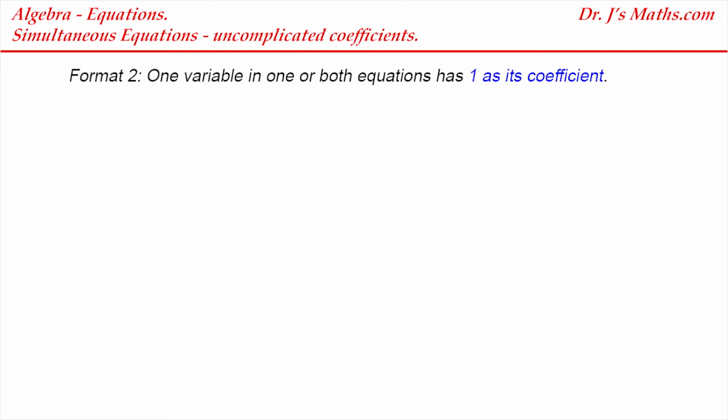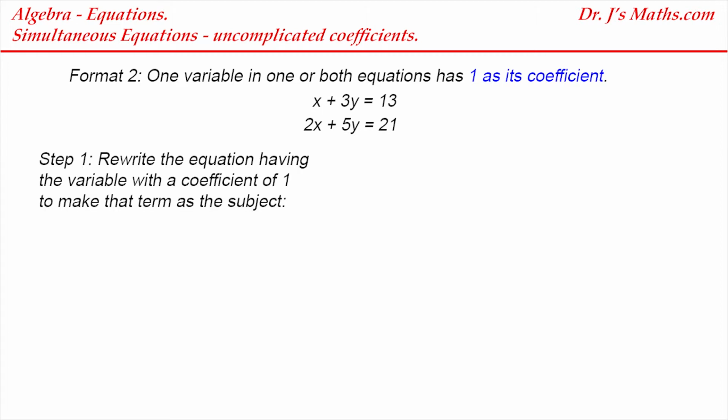Now the second format is where we have one variable in one or both of the equations having a 1 as its coefficient. So here we've got two equations and the first equation has a 1 in front of the x. So that's the format we're looking for. Now step 1 in terms of solving these is to rewrite the equation having the variable with a coefficient of 1 to make that term the subject.